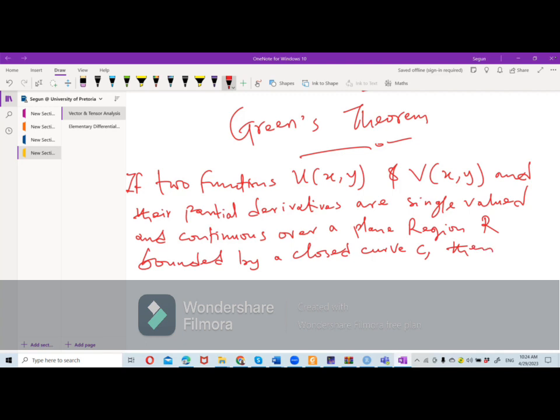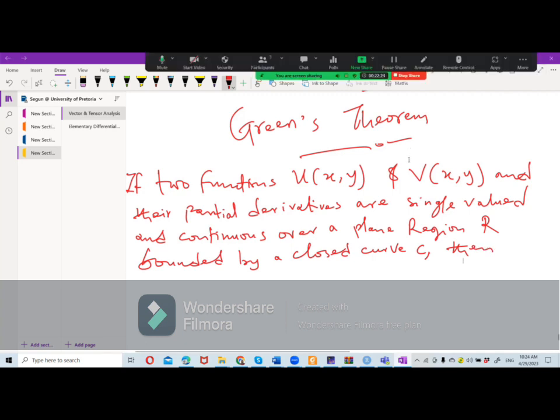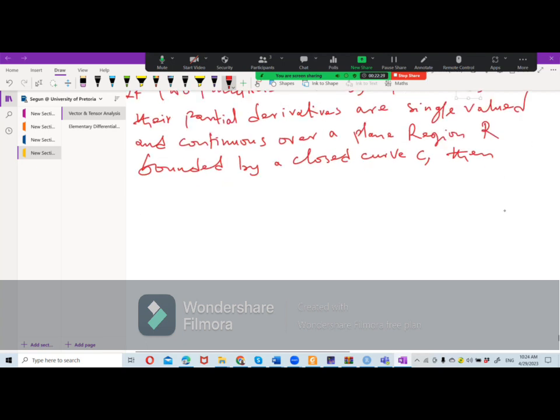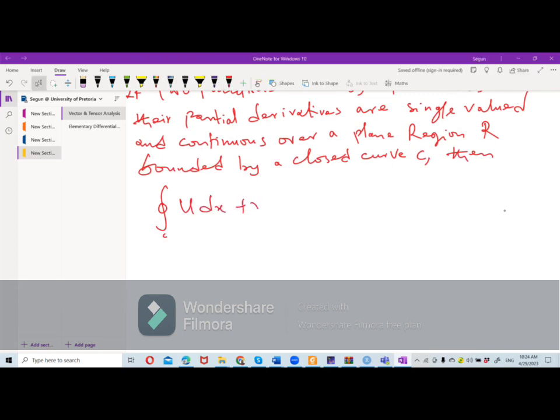Then the closed integral of u dx plus v dy is equal to the double integral over the region of (dv/dx minus du/dy) dx dy.